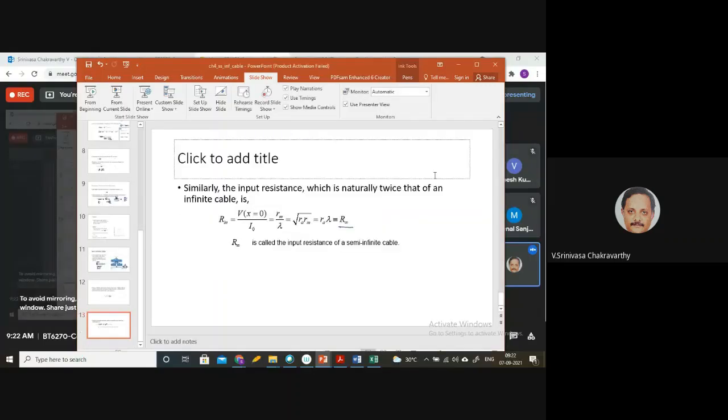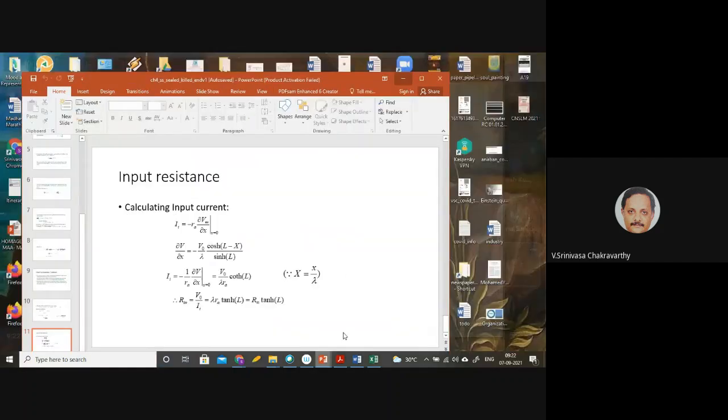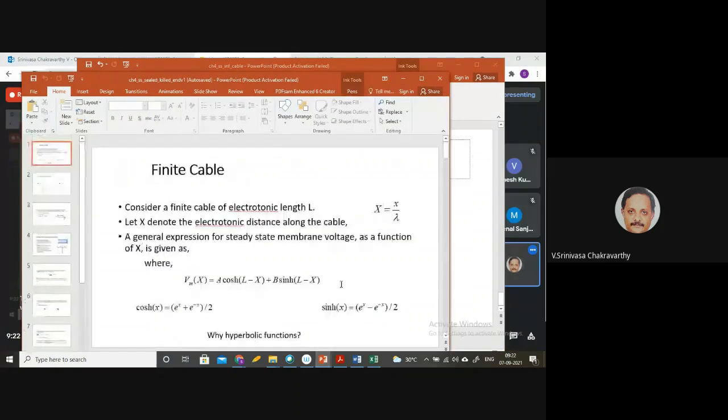So that gives us a couple of results. We started with discussing the infinite cable, and then we derived the voltage distribution and the input resistance. Next, we derived the voltage distribution of the semi-infinite cable and the input resistance. Then let us look at slightly more realistic versions. Let us go to a finite cable.